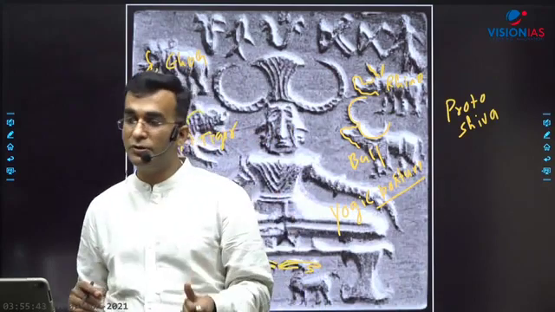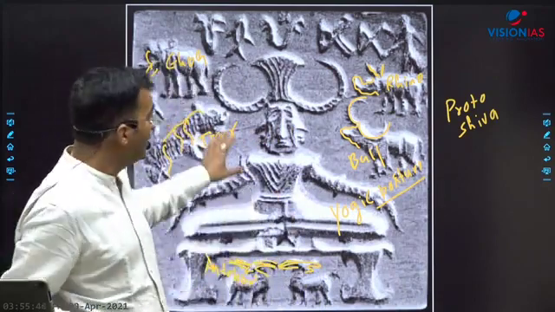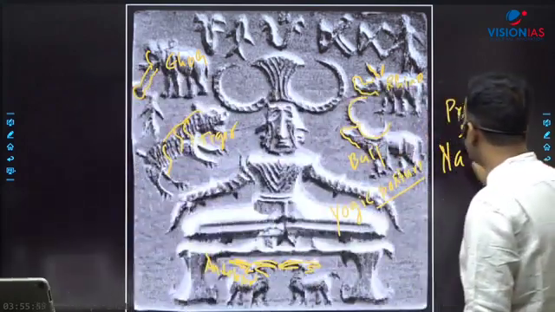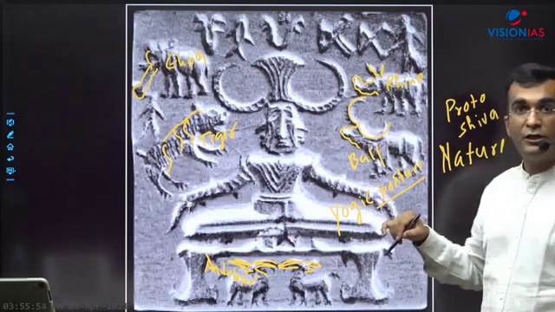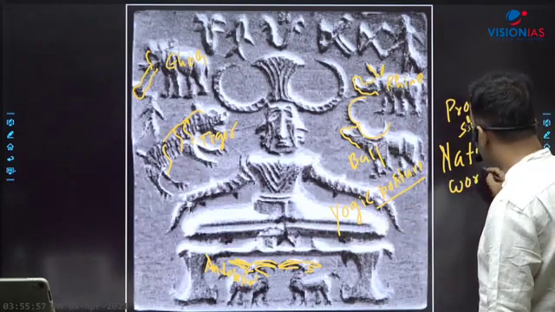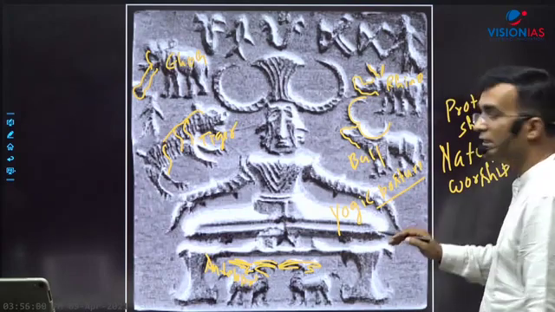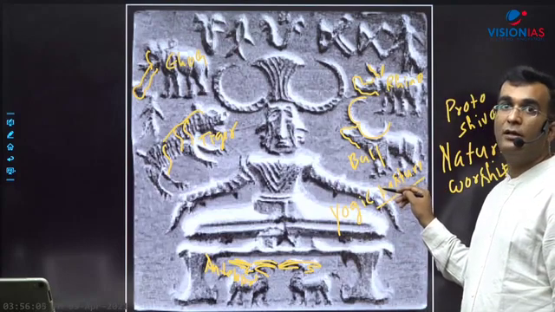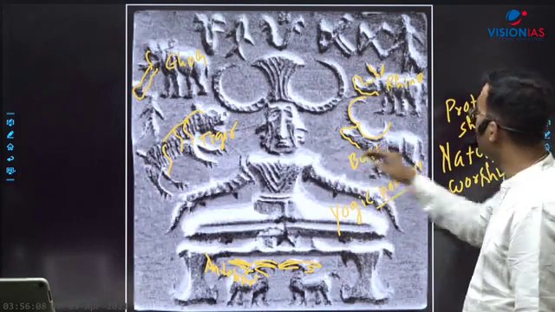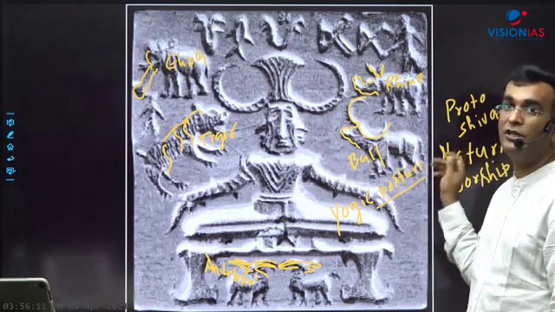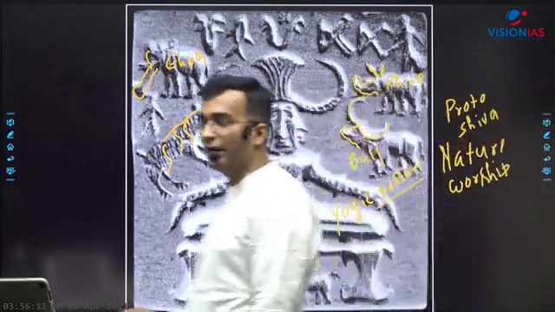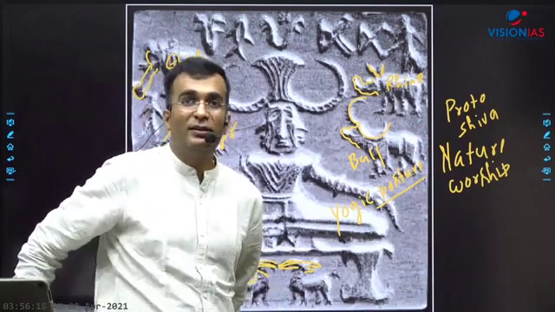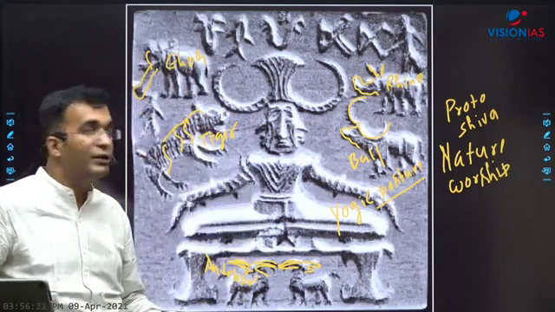Moreover, this image also says that since animals are surrounding this person, there must be some kind of nature worship also. So not only does this confirm the worship of the Proto-Shiva, but also nature worship. So three things you can infer from this particular example: yogic posture indicating the knowledge of yoga, then it is an image of the Proto-Shiva, and maybe there was nature worship also in the Indus Valley civilization. This way you will have to look at the examples of the seals. So please write. You have already written. I hope you have understood.